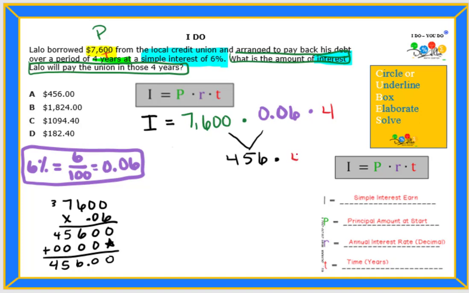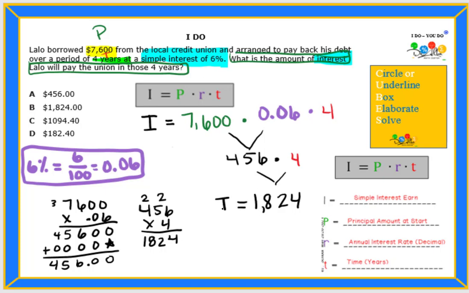So as I multiply 456 times 4, I get 24, carry 2. 20 plus 2 is 22. 4 times 4 is 16, and 2 more is 18. So we get 1,824. And this right here is equal to I, which is our interest.